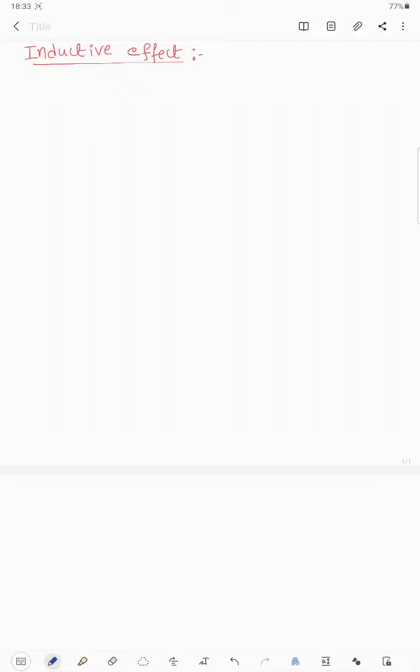Okay, our next class is basic organic chemistry, and the third class is the inductive effect. Now we are looking at the definition of the inductive effect.